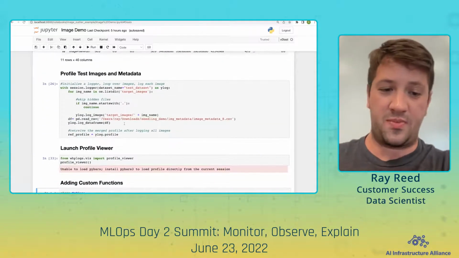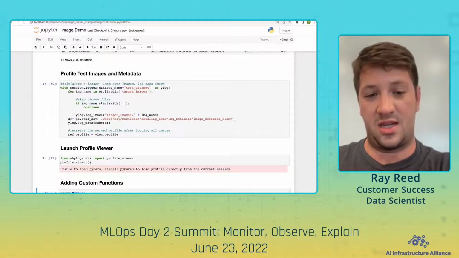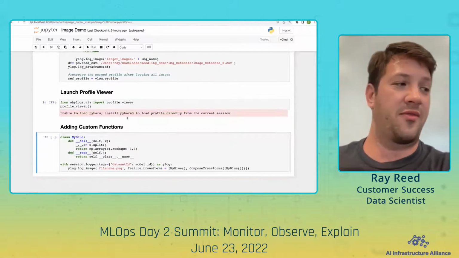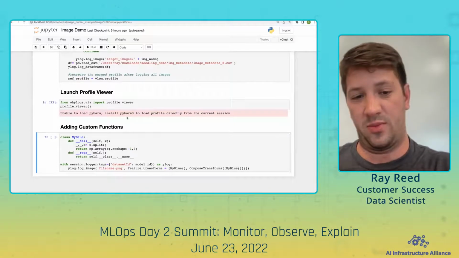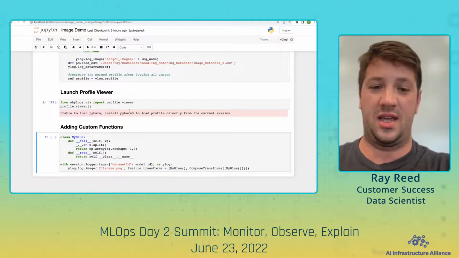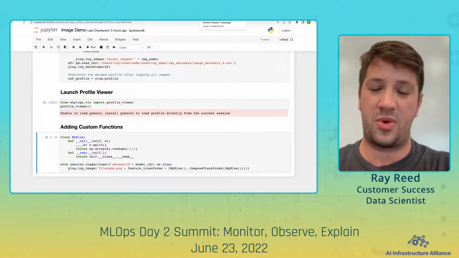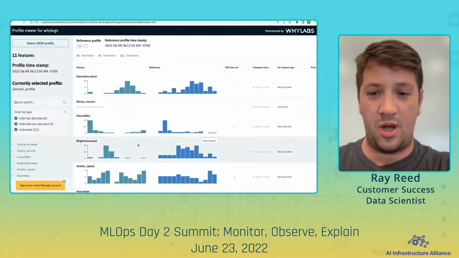I'm going to repeat this process for the test images that we have in production. And YLogs has a variety of visualization tools available. One of these is a browser-based one, which I'm going to jump into just to show what these profiles look like when we generate them.